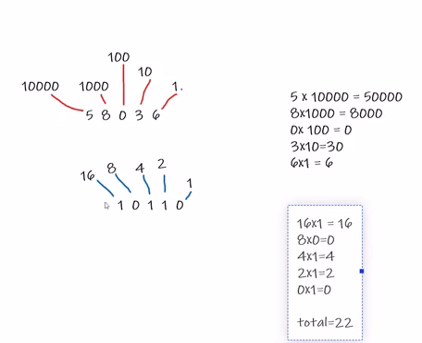And what is this number? This is 16 times 1, which is 16, plus 8 times 0, which is 0, plus 4 times 1, which is 4, plus 2 times 1, which is 2, plus 0 times 1, which is 0. And if I add all that up, it is 22. So this is the binary representation of the number 22.